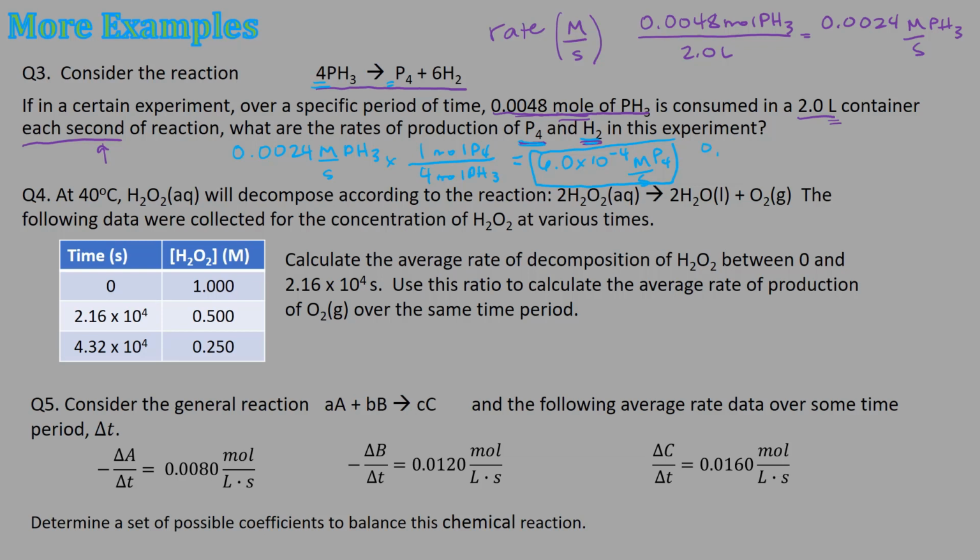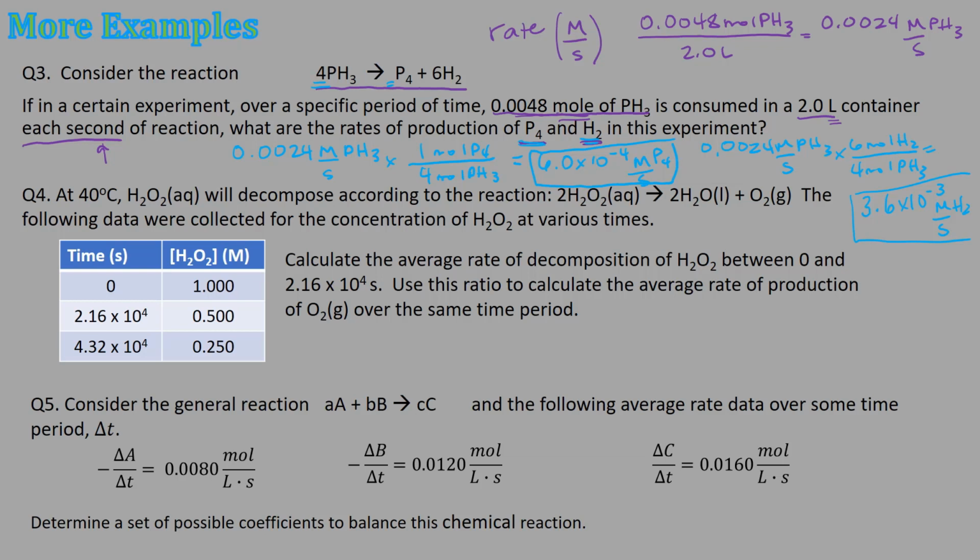And then we're going to do the same thing for H2. So 0.0024 molarity of pH3 per second, and we've got 4 moles of pH3 for every 6 moles of H2. So 0.0024 divided by 4 times 6 is 3.6 times 10 to the negative third. And so both of those are positive. They're both being produced. So this one's 6.0 times 10 to the negative 4 and 3.6 times 10 to the negative 3.